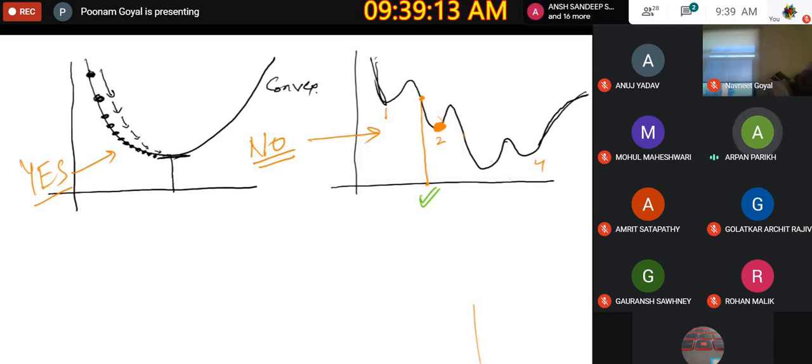We add some sort of momentum to it so that even though it gets stuck in a local minima, we can push through. Okay. We can push it. So you're saying that we give it some momentum. Okay. What other things we can do?